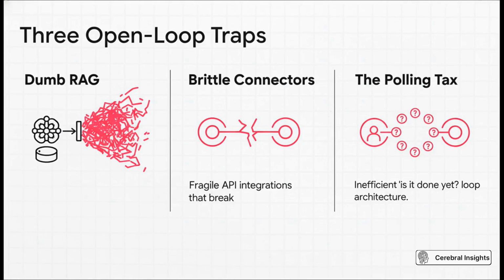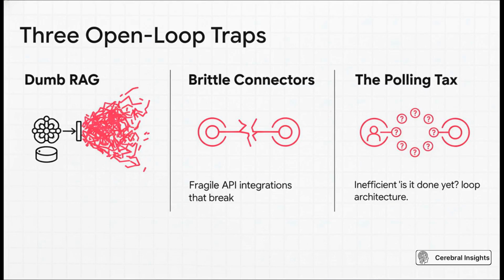So when we look at actual projects, this open loop fallacy manifests in 3 really common traps. First, there's what we call dumb RAG. Now, RAG stands for Retrieval Augmented Generation, but in this context, it just means flooding the agent's context window with tons of data, basically hoping the LLM will magically stumble upon the right info. There's no feedback loop to check if the data is even relevant. Second, you have brittle connectors. These are those fragile API integrations that just shatter the second a system they depend on gets an update.